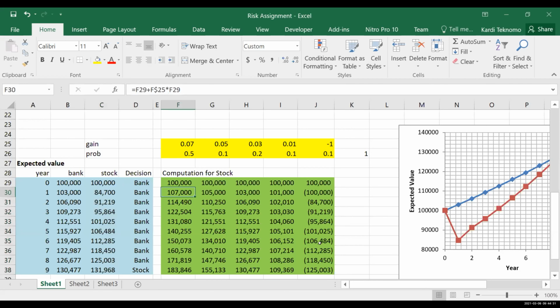Right here, in this case, you get the gain of 7%. This F25 here is 7%, multiplied by F29, which is the year 0. So that is if you gain 0.07. That is 7%, right? And then in the second year, this is your additional interest, isn't it? Yes.